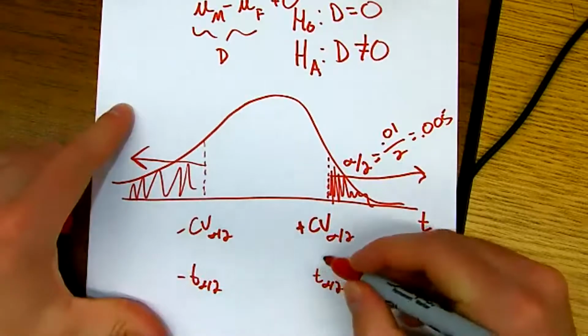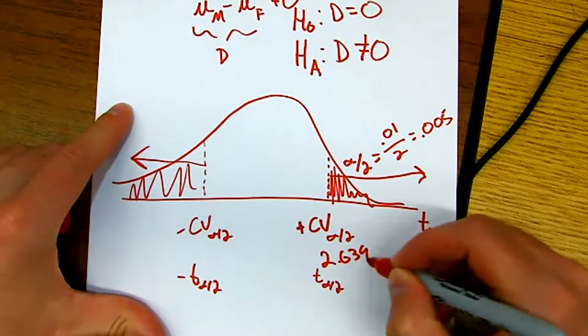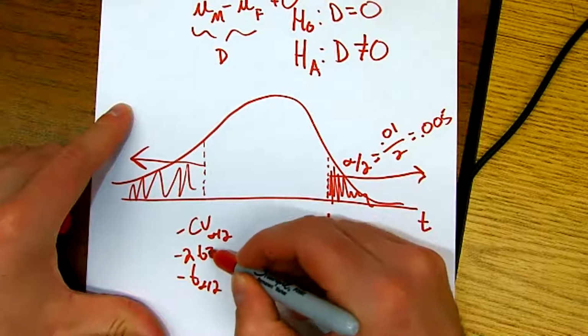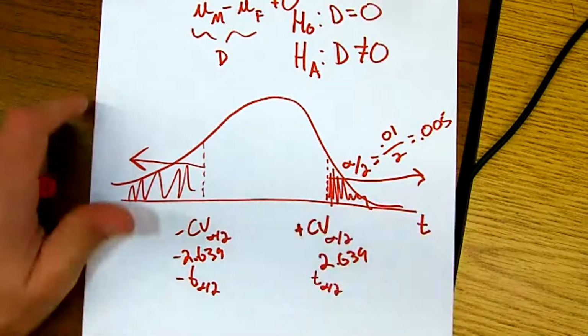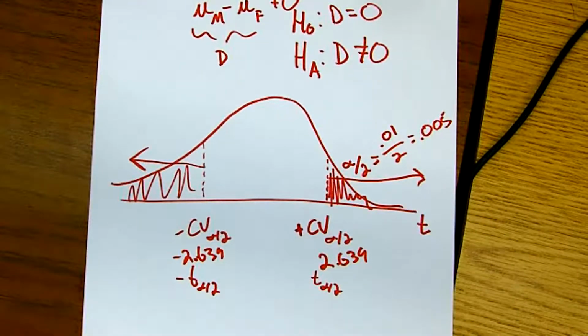2.639 will be this critical value. And then I'll have another critical value that's the same but negative on the other side. Now it's just a matter of figuring out where my test statistic lies. Okay?